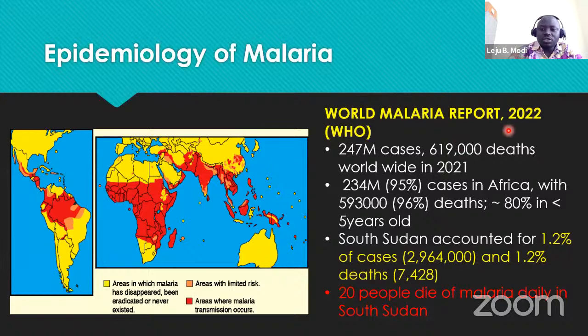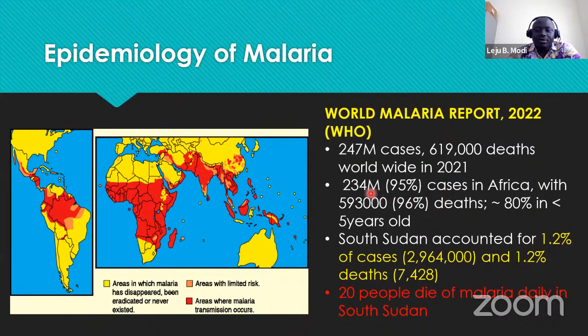Now, in 2022, the WHO released what they call the World Malaria Report. That report explained malaria cases by the end of 2021. For example, 247 million cases were diagnosed in 2021, and 619,000 of those actually died of malaria. That is worldwide data. Okay.